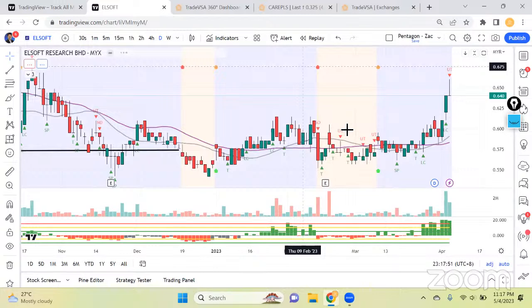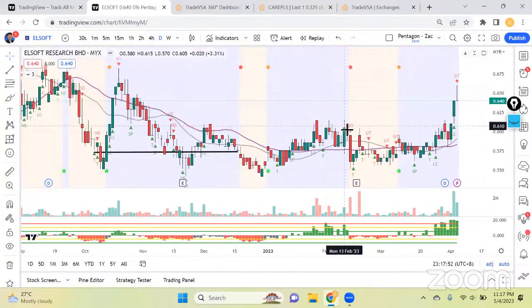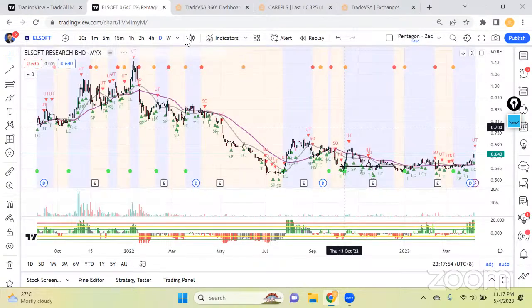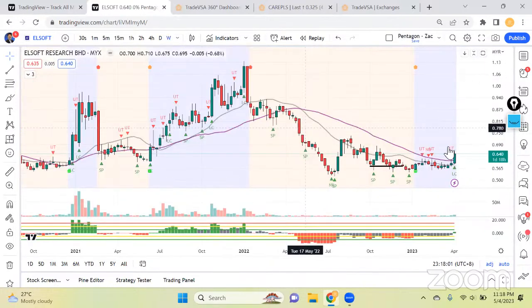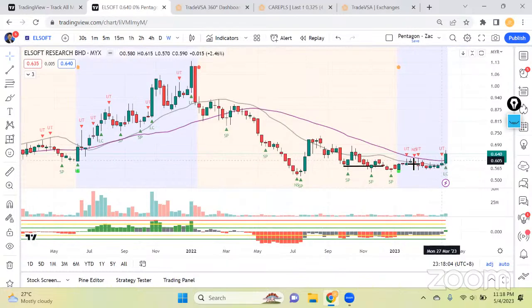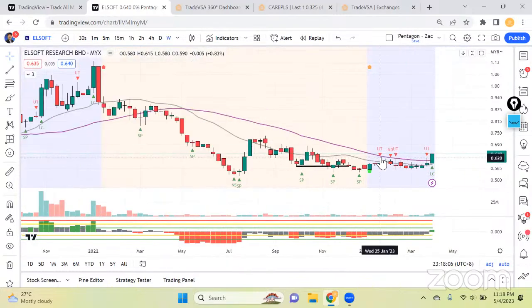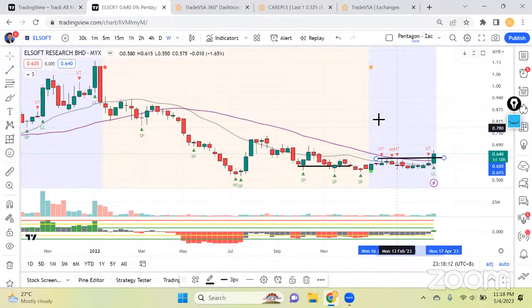Okay, Elsoft, I've already looked, but this accumulation looks okay. Let's look at the weekly chart first. Green pentagon. The weekly chart has crossed the 2040 already. Of course, this week hasn't ended yet, but so far it seems like they crossed all the weaknesses.